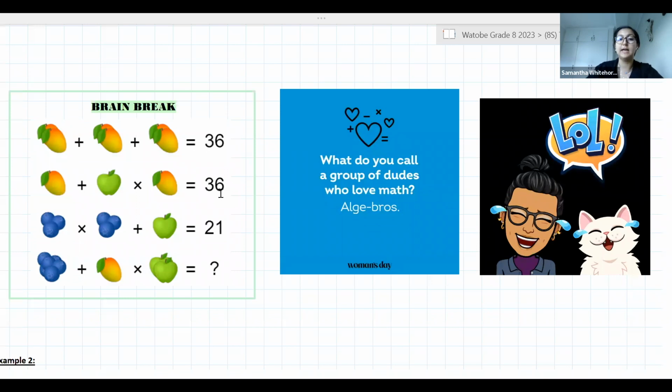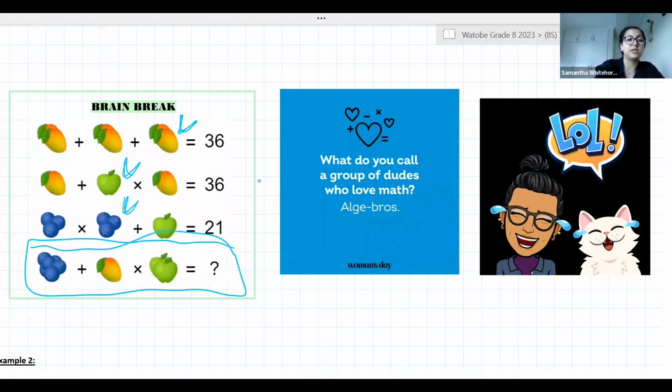So what we're going to try here is, I'm not going to help you at all with our brain break. I want you to try it by yourself. So this is your brain break. What you're wanting to do is you want to work out what the mango, the apple, and the blueberries are worth, so that you can work out what the final expression's answer is. So give it a try and see if you can get an answer for me. Let's go, my people. Y'all can do this, okay?